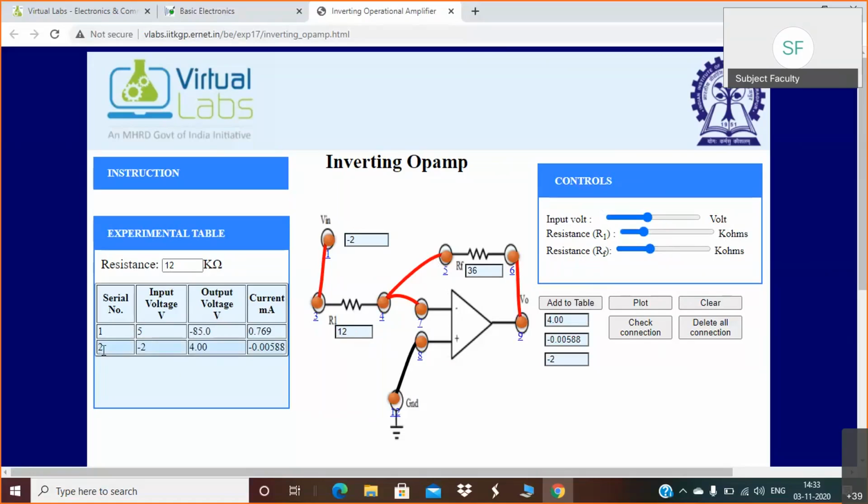Okay, now the second entry is correct. Just observe this second entry. The input is minus 2 volt, this is my input. The value of RF was 36. So now the gain becomes minus 3. This is also wrong. What is happening?